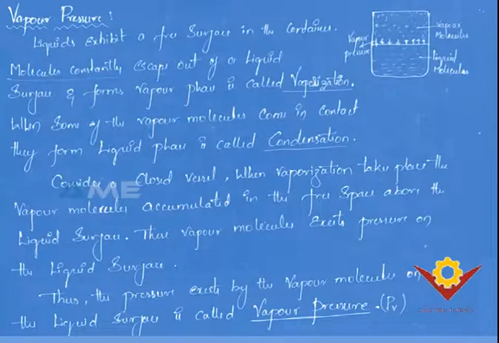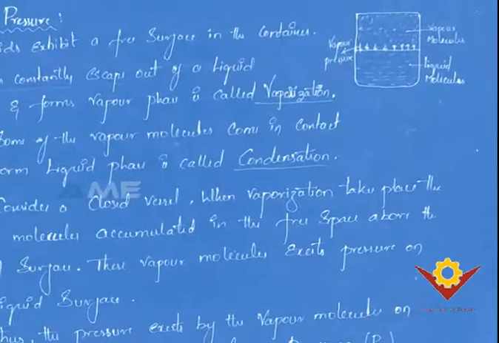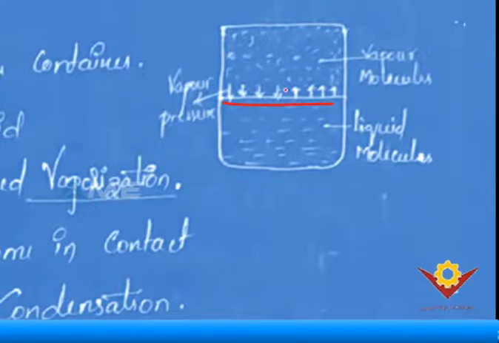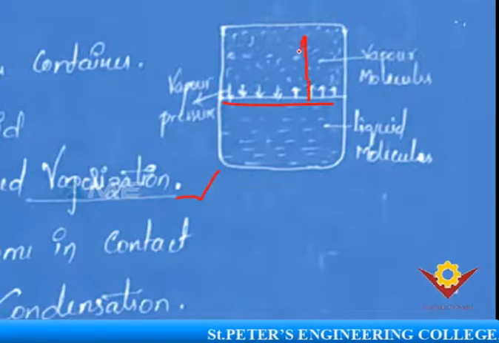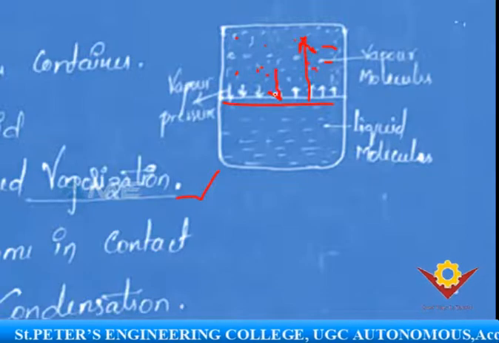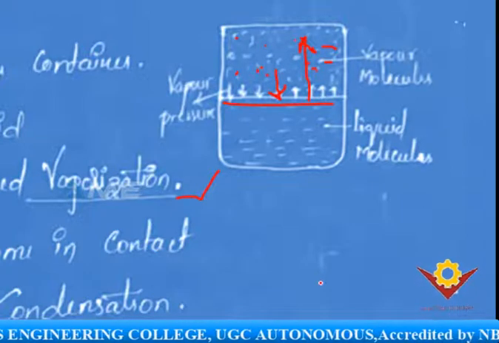And coming to the vapor pressure, you can see the figure here. The liquid fills half of your vessel, and if vaporization is taking place, then liquid molecules will escape from here and go up here. These molecules will exert pressure on the free surface, and that is your vapor pressure.